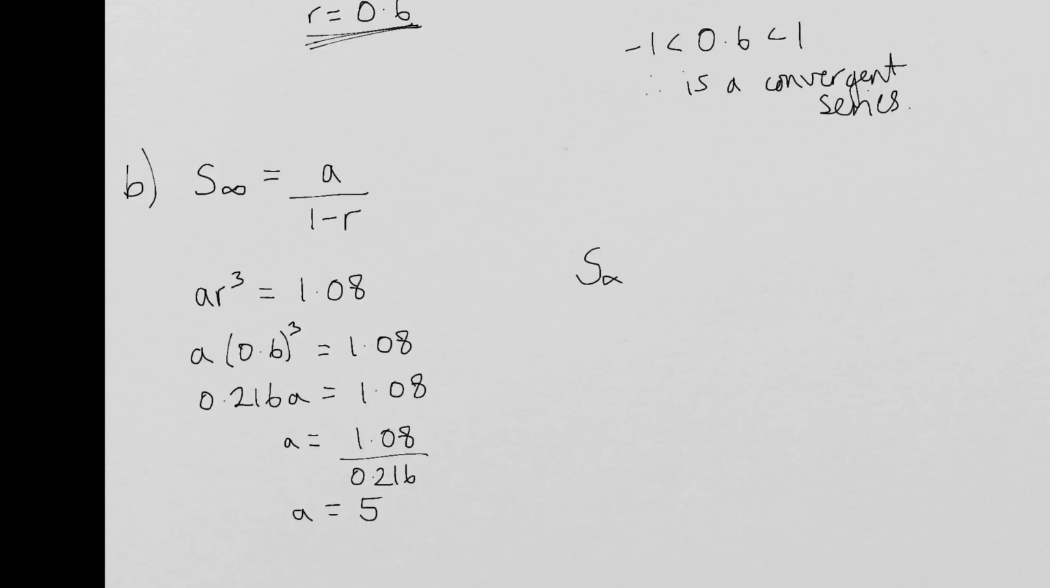So my sum to infinity is going to be 5 divided by 1 subtract 0.6. That's 5 divided by 0.4. You don't have to show that working out, but it's just nice to. So our sum to infinity will be 12.5.